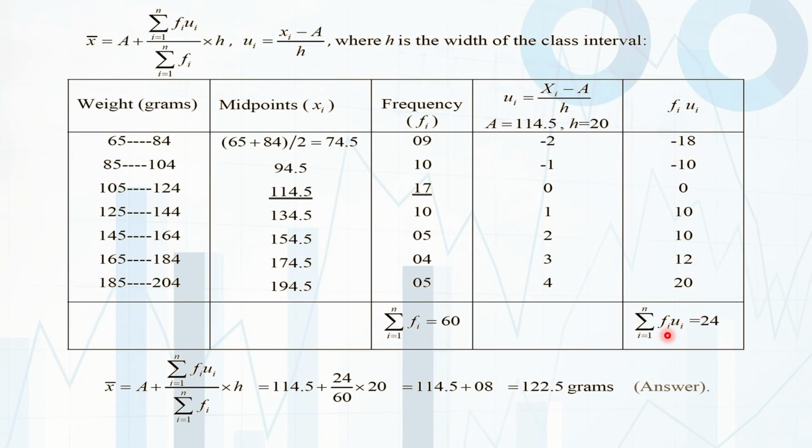Now what is the mean of u? It is 24 divided by 60. Multiplying that mean by the corresponding class width, which is 20, and adding the origin you have taken, which we called a, so adding that number to it. So the mean of the original data would be what? It's 114.5, plus 24 by 60, that's the mean of u, which is u bar, multiplied by 20, which is the class width. So we get 122.5, which is exactly the same answer that we had a bit earlier.